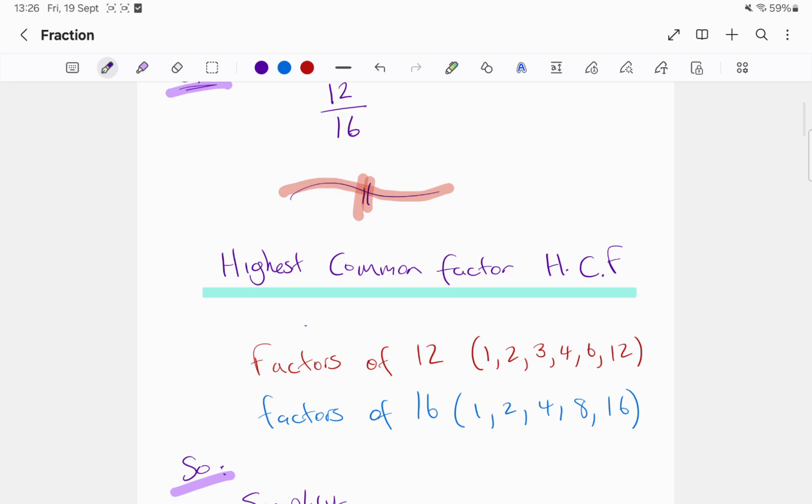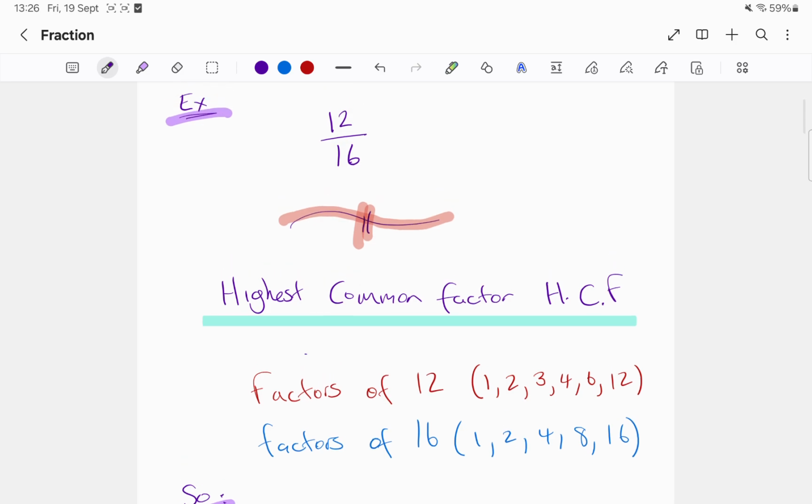So the factors of 12 would be 1, 2, 3, 4, 6 and 12, because 12 appears in those times tables. The factors of 16 are 1, 2, 4, 8 and 16. Again, because the number 16 appears in those times tables. So we want to find the highest common factor. So we're looking at both of those sets of factors and we're identifying the number 4 here as the highest common factor.